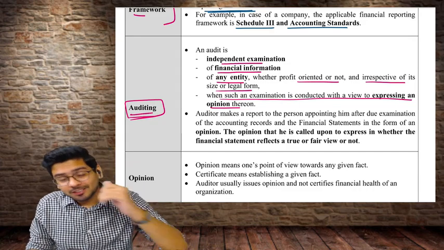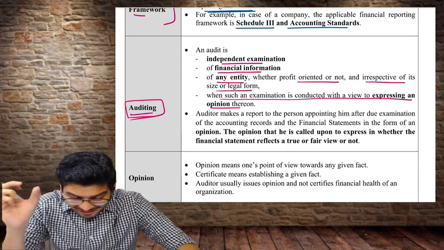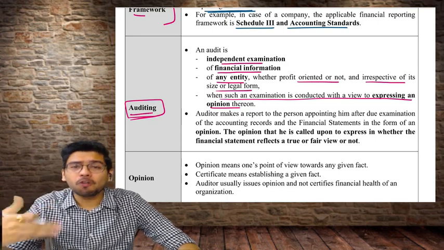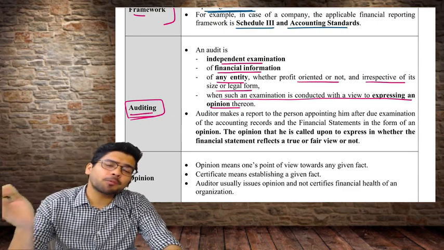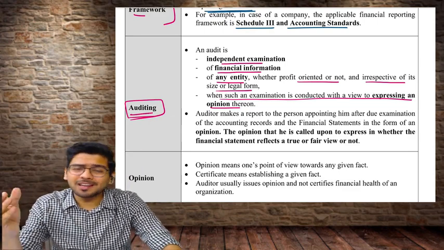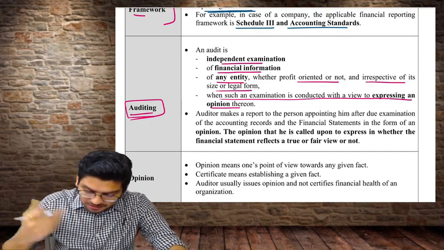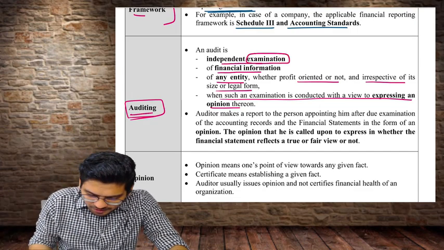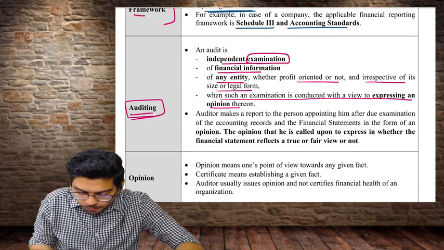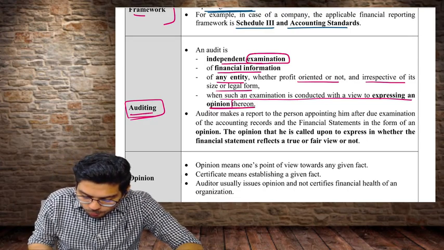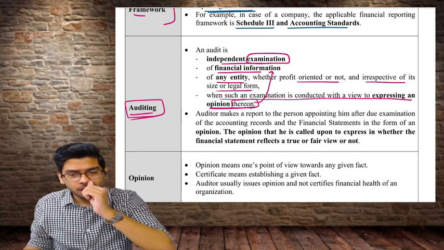Let me read this again and then we are going to interpret the definition. Auditing is an independent examination of what? Of the financial information of an entity. This entity can be profit oriented or not, of any size or legal form. Why is this examination conducted? With a view to express an opinion thereon. Thereon means an opinion on the financial information.